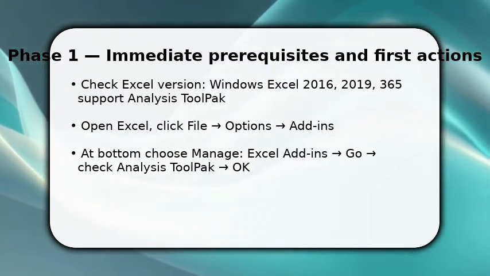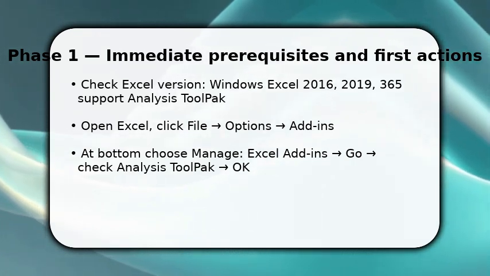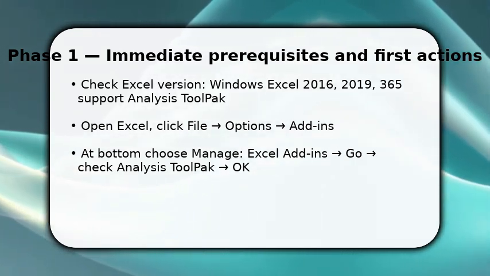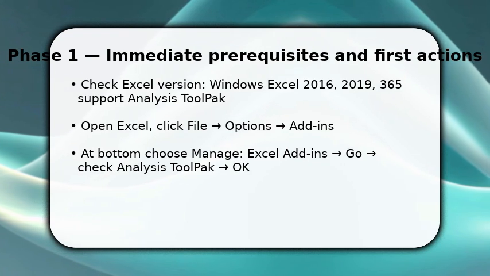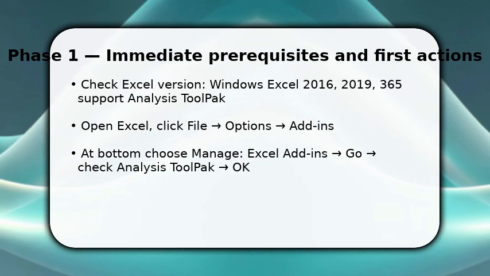Next, choose Add-ins on the left. At the bottom, pick Manage, Excel Add-ins, and hit Go. This exposes the checkbox. Check Analysis ToolPak and click OK. This installs the Data Analysis command into the ribbon, so you can access it.